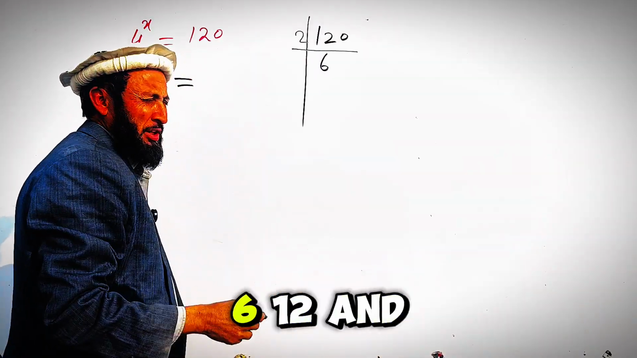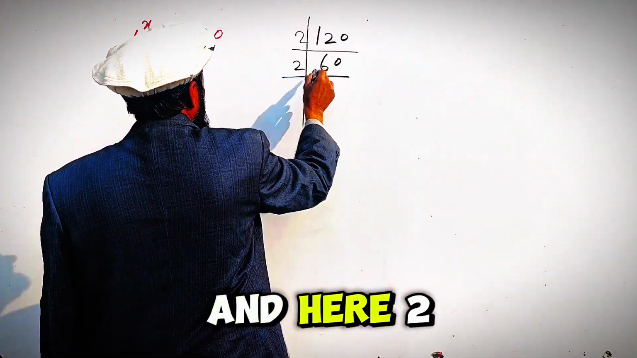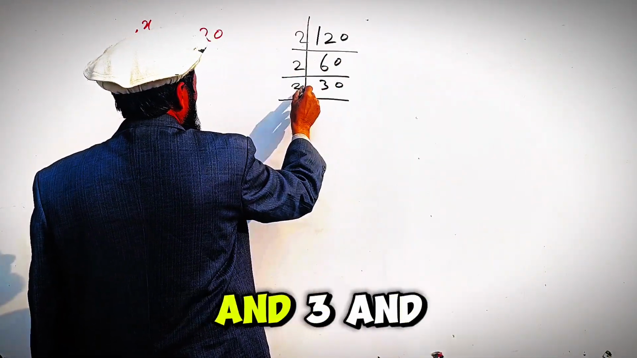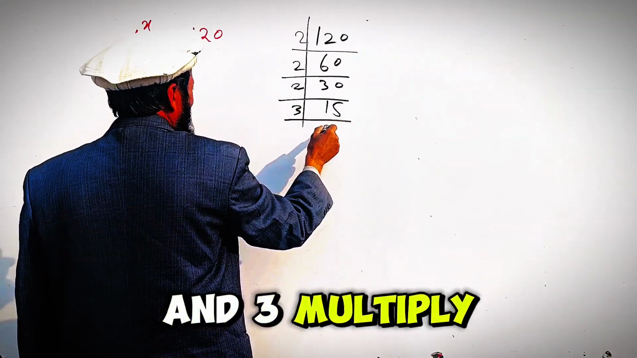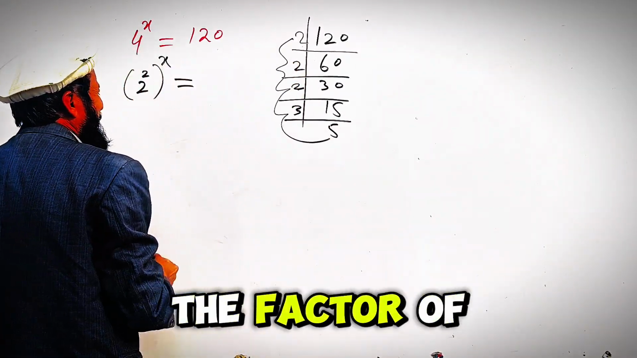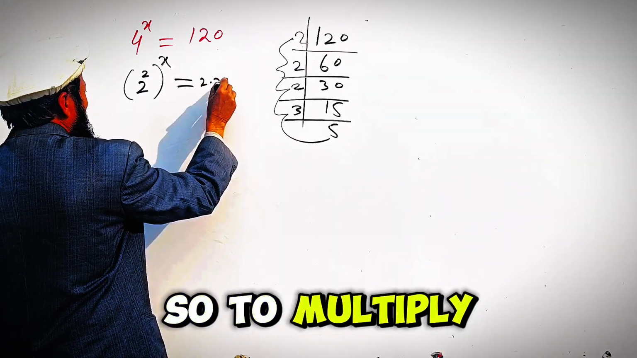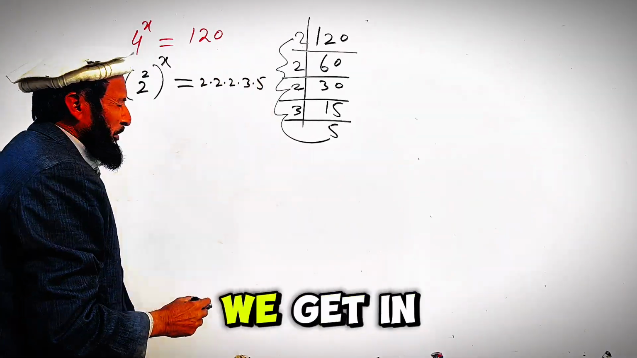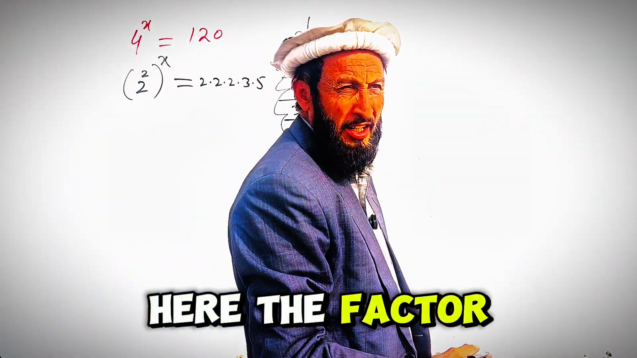2 multiplied by 6 is 12 and 0 is remaining, and here 2 multiplied by 3, and 3, and 2 multiplied by 15 and 3 multiplied by 5. So now the factors of all these terms are the factors of 120. So 2 multiplied by 2 multiplied by 2 multiplied by 3 multiplied by 5 gives the factors of 120.